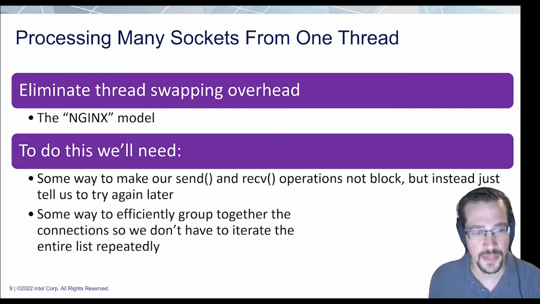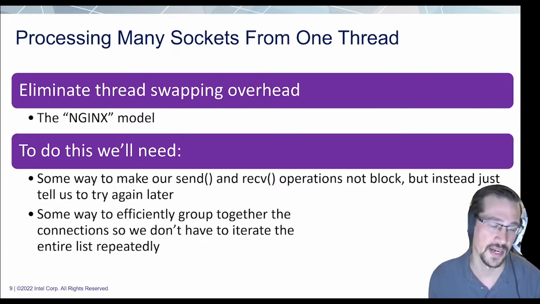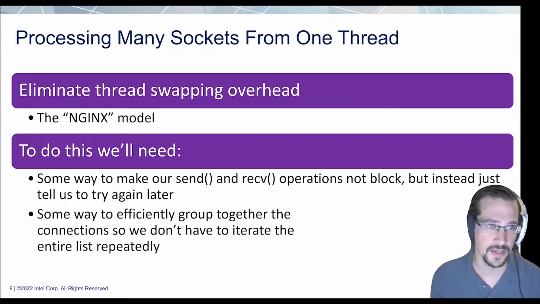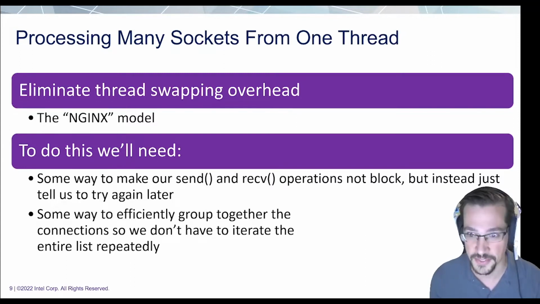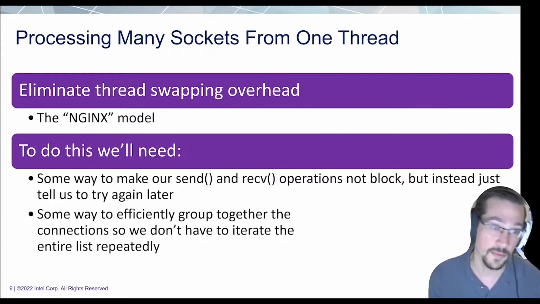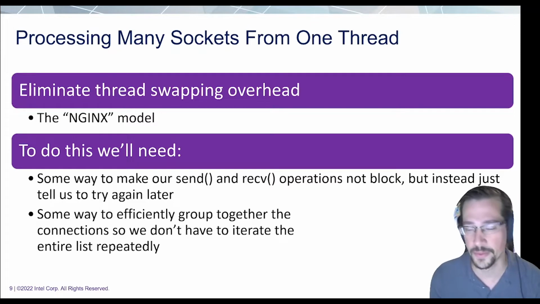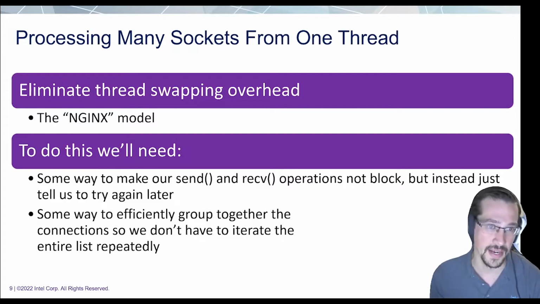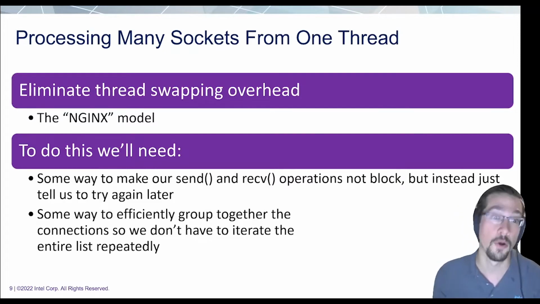And to do that, we're going to need two important features from our network stack, or from our network APIs. One is we need some way to make send and receive operations not block, because if they block, then we can't go off and do something else. So we need them to attempt what we ask them to do, and if they can't right now because the OS buffer's full or there's no data to receive right now, they need to not block, but instead just tell us, hey, I can't do that right now, and we'll try again later. So that way we can go off and work on another socket.